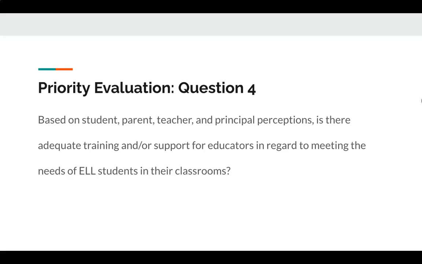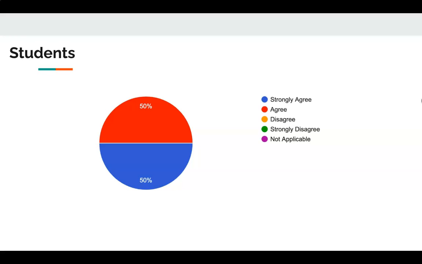The fourth priority evaluation question is based on student, parent, teacher, and principal perceptions. Is there adequate training and or support for educators in regard to meeting the needs of ELL students in their classrooms? So whenever we first look at that for students, that means, do my teachers seem prepared to teach me, is really what does that mean? And between all of the respondents that we had from the student group, agree and strongly agree are what all of them responded. So in terms of how are students perceiving the instruction of their teachers, that was definitely positive.